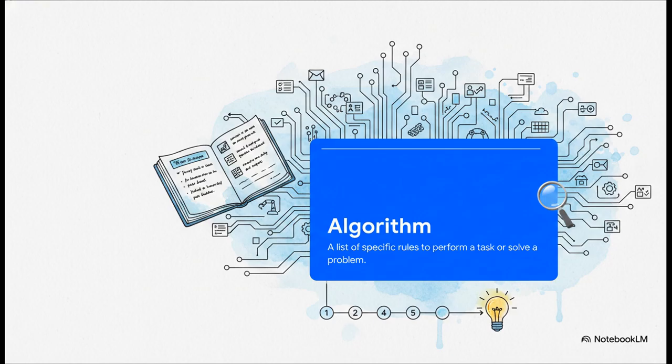To really get AI, you first have to understand an algorithm. Basically, think of an algorithm as the basic recipe the computer follows to get the job done. That's it. It's simply a list of specific rules or instructions that help a computer system perform a task or solve a problem, like baking a cake.